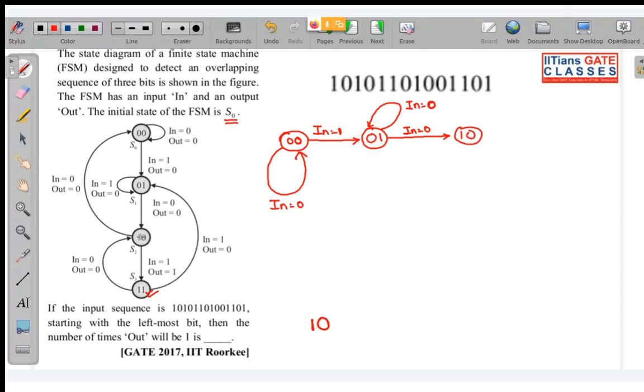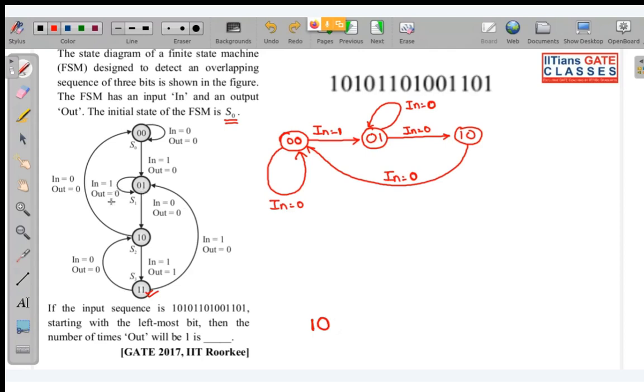Fine. So now when you are at 10, if you apply input 0, you are going to S0, that is 00. Now some of you might say, sir, we are going to some other state only, so let us give 0 over here in the sequence. But this is not the case. At this point, you need to look at your output also.